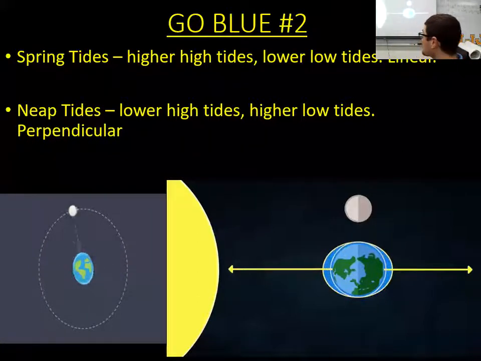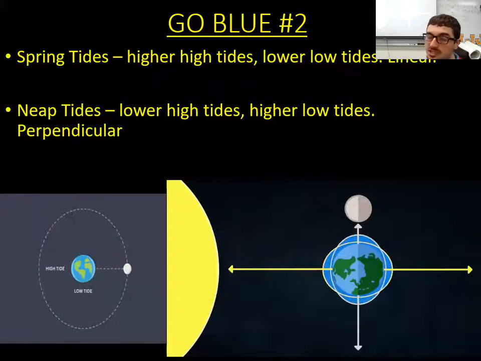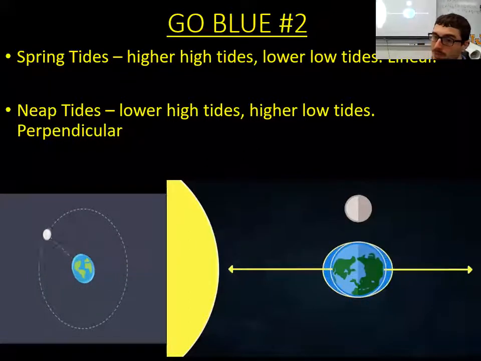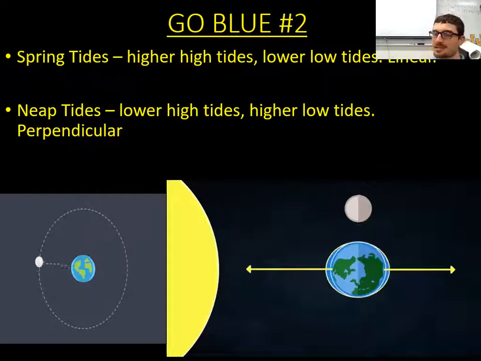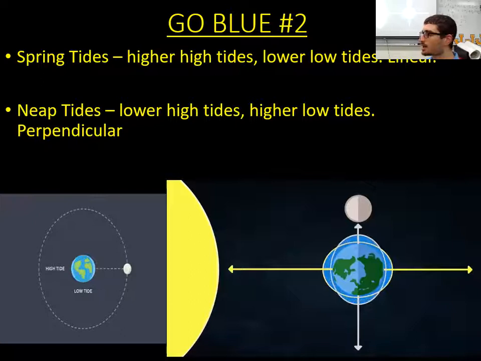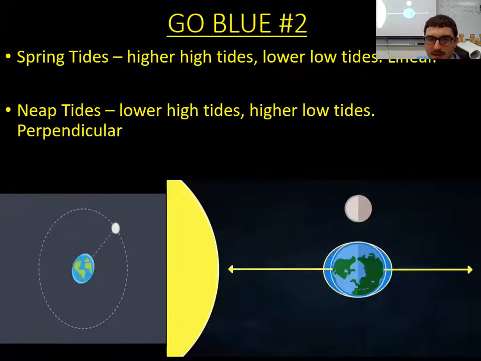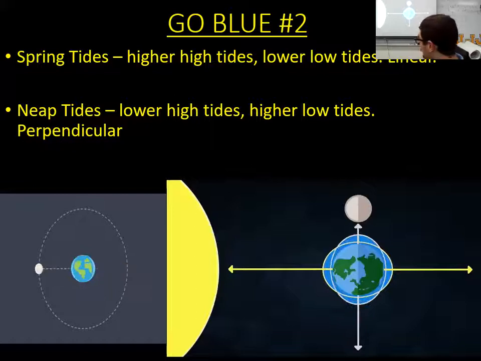With the neap tide, the sun and the moon work at a right angle. That's where they're pulling the water so that it's a little more moderate. You don't get those super high tides or those super low tides. You get more of everything in between, the happy medium. So make sure you've got that, okay? For the Go Blue.